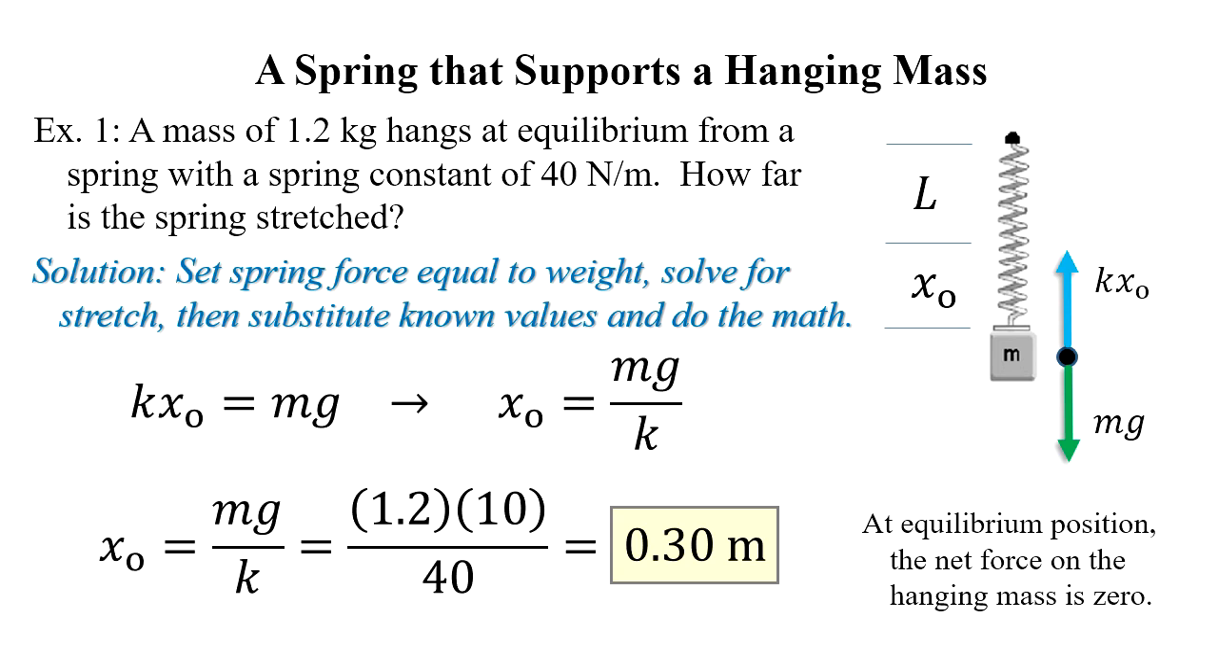Okay, the solution is just to set the spring force, kx, equal to the weight, mg. Solve that for the position, you get x equals mg over k. Substitute the numbers, you get 1.2 times g, which is 10, over 40. And in this particular example, the answer comes out to be 0.30 meters. In other words, 30 centimeters of stretch at equilibrium.